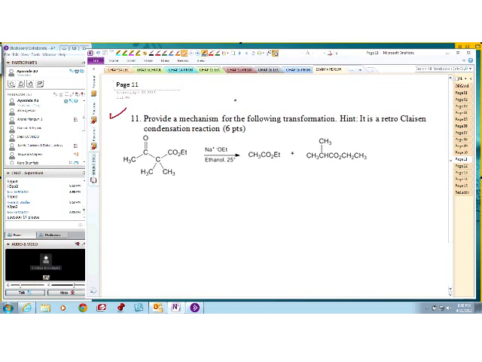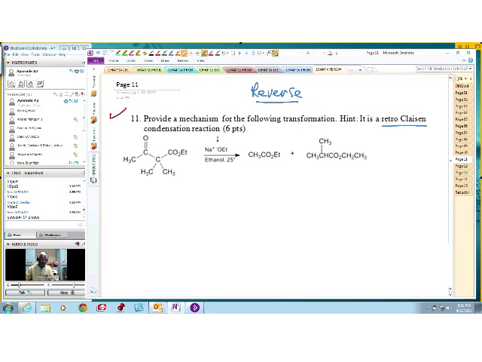Provide a mechanism for the following transformation. Hint: it is a retro Claisen condensation reaction. This is a very, very simple question, so we should be able to do this right away. They told us it is a retro Claisen condensation, meaning that it is a reverse Claisen condensation. In the Claisen condensation, you form an enolate anion, the enolate anion attacks the carbonyl of an ester, and then you get nucleophilic acyl substitution. So now it will be the reverse.